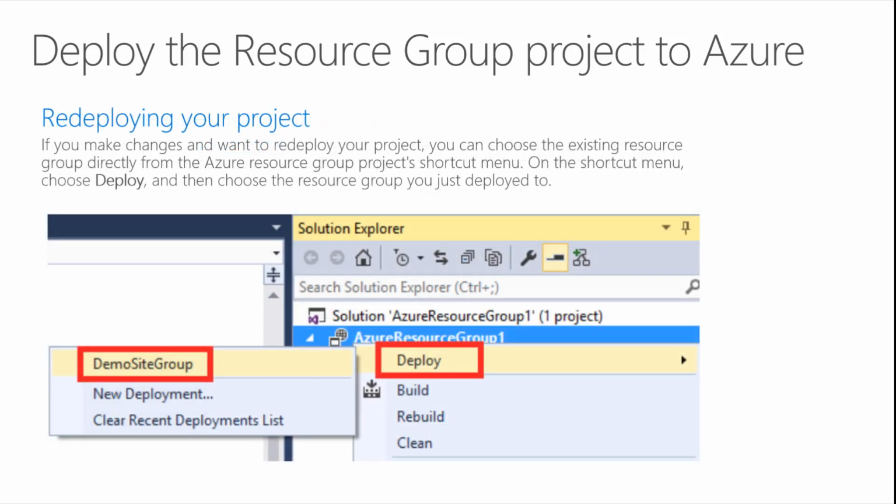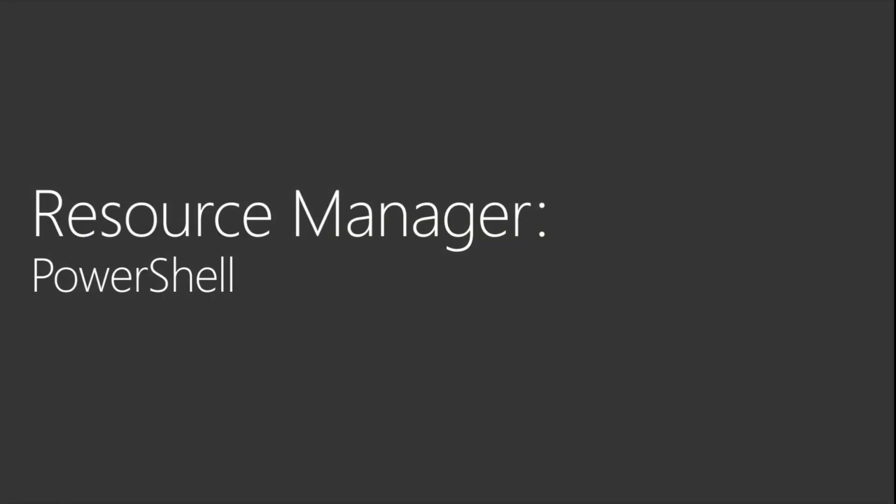And if you need to redeploy your project, you make changes, want to redeploy, you can choose the existing resource group directly from the Azure Resource Group on the menu and choose deploy, and then choose the resource group you just deployed to. Pretty simple. So that's Visual Studio using the ARM templates.